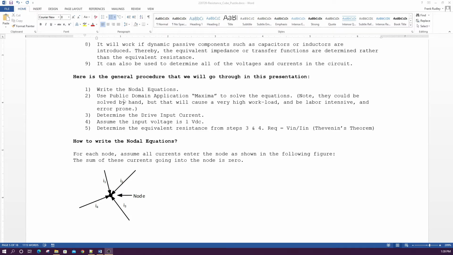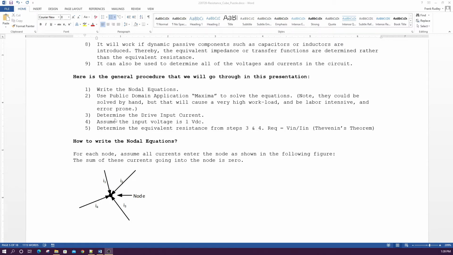The next thing is to use a public domain application, Maxima, to solve the equations. Note, they could be solved by hand, but that will cause a very high workload and be labor intensive and error prone. So I don't recommend it, unless it's a very simple one, maybe a square or something like that. I don't suggest doing it by hand, but I'll show you how to use Maxima to solve these equations. It's very easy and makes life worth living.